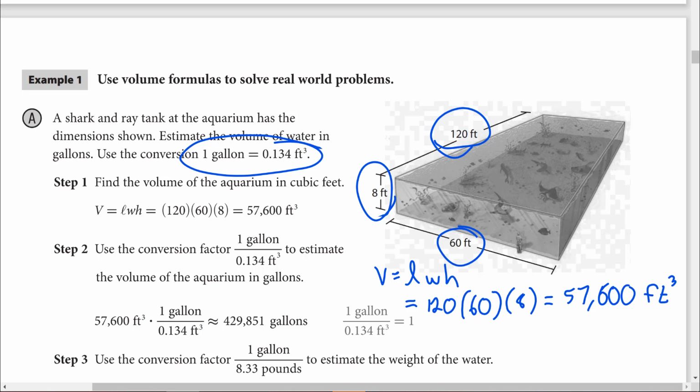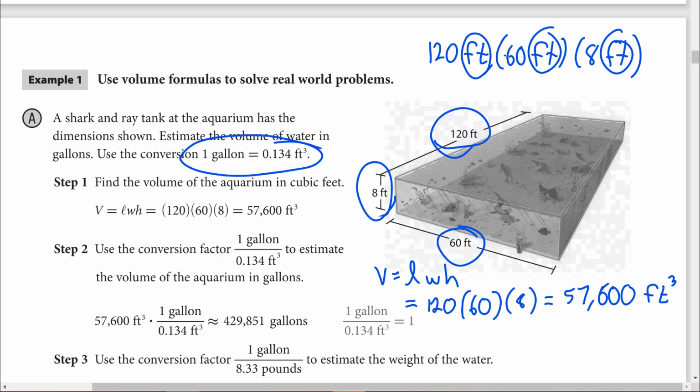Why cubic feet? Well, if we think about it as adding the measurements in there, I'm looking at 120 feet times 60 feet times 8 feet. Feet times feet times feet gives me cubic feet. I also think of it as the number of dimensions. This is a 3-dimensional shape. That cubic foot tells me it's 3 dimensions. So that exponent of 3 means I'm looking at a 3-dimensional object.